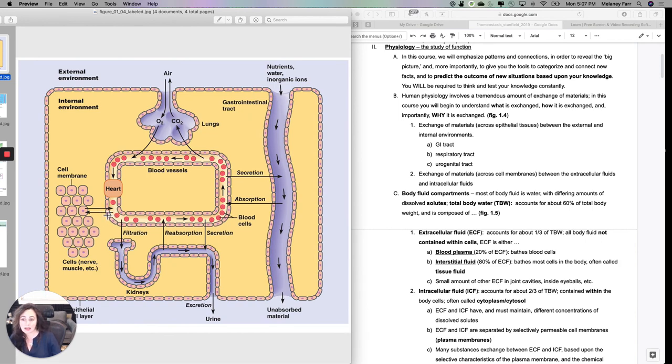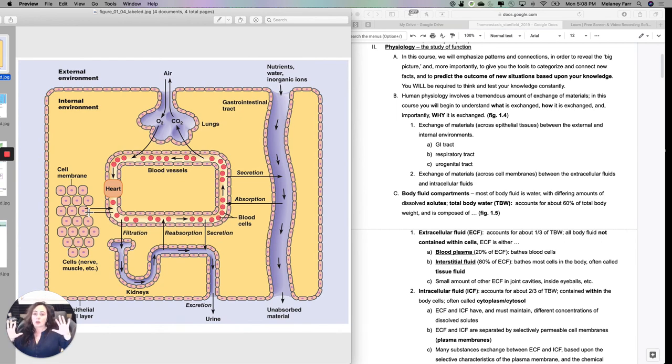You with me? And then none of that matters unless I can cross not an epithelial membrane, but a cell membrane to get into the cell so that I can do cellular respiration. And at each of these locations, guys, one, two, three, four, there is a transport mechanism that you will have to understand at some point. You don't have to understand it right now.